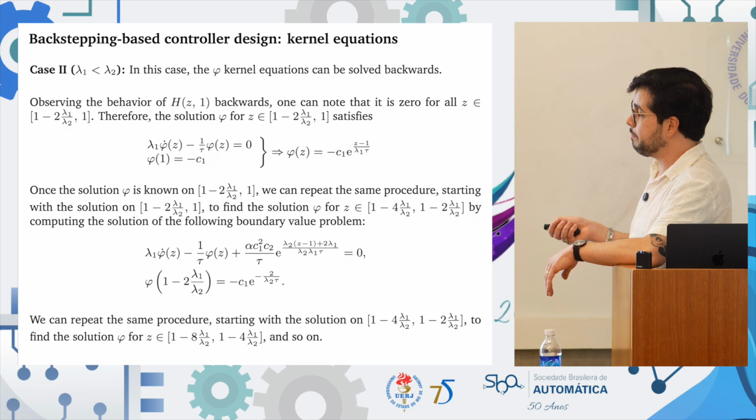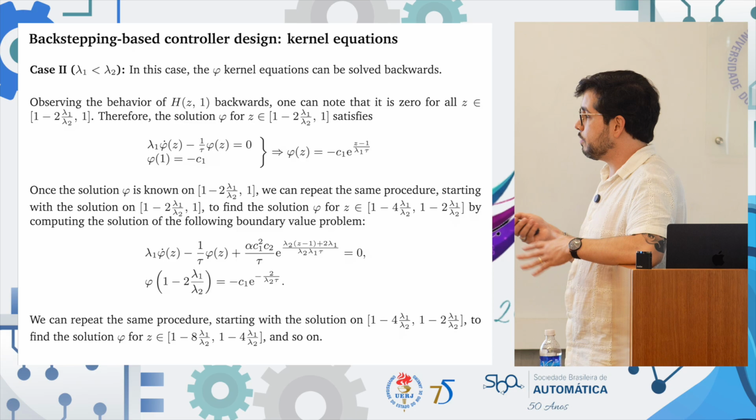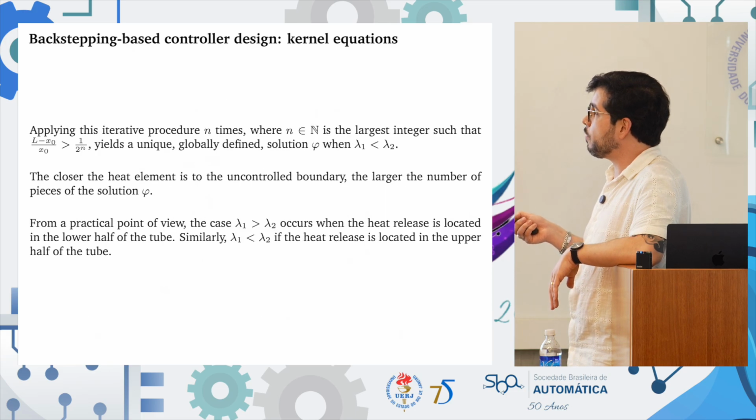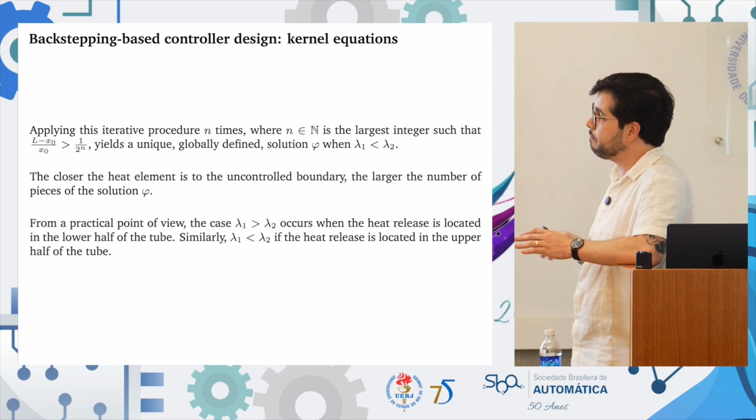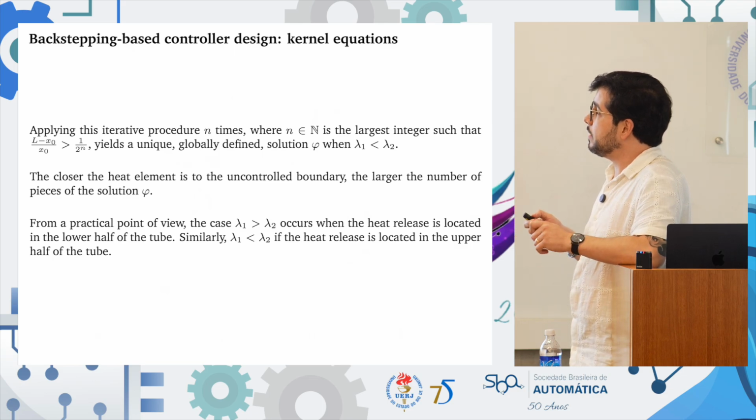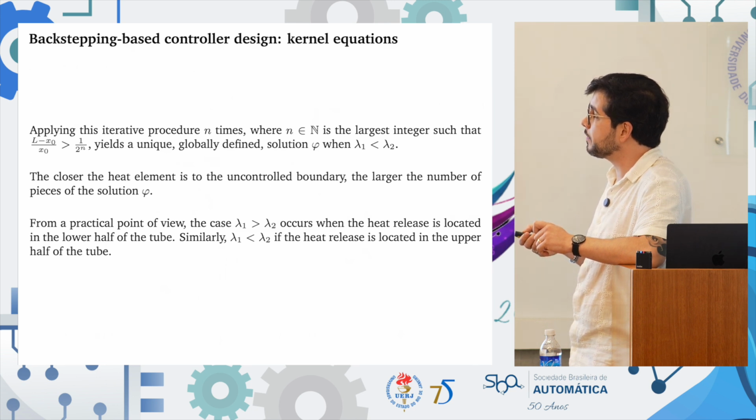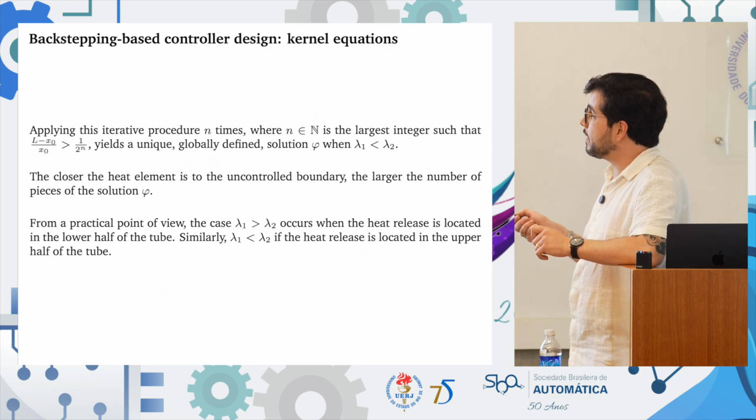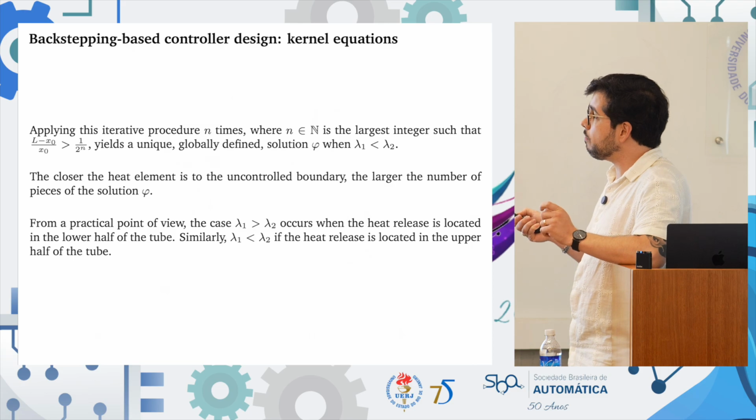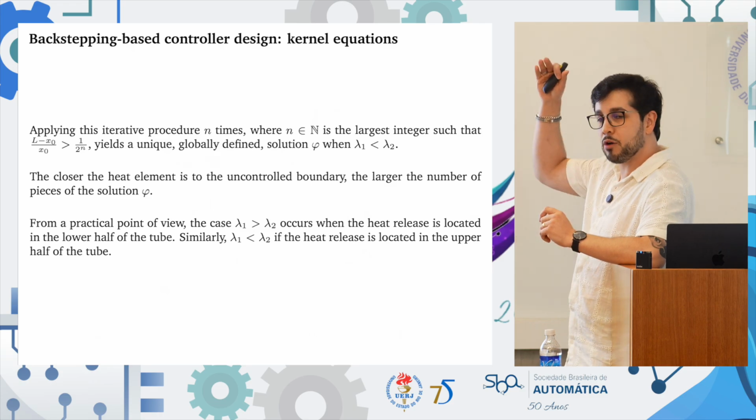And of course, coupling the pieces between these intervals. Okay, so doing this, we are able to solve the equation from 0 to 1, getting all the solution. And the interesting point is what physically means lambda 1 be smaller than lambda 2. If we substitute the expression of lambda 1 and lambda 2, we can see that when lambda 1 is small, it means that the heating element dynamics is close to the upper boundary.